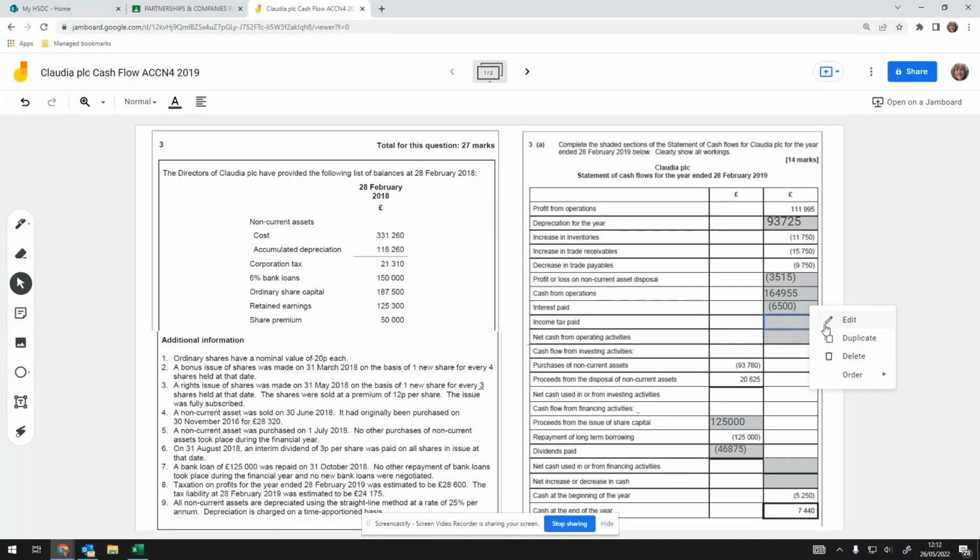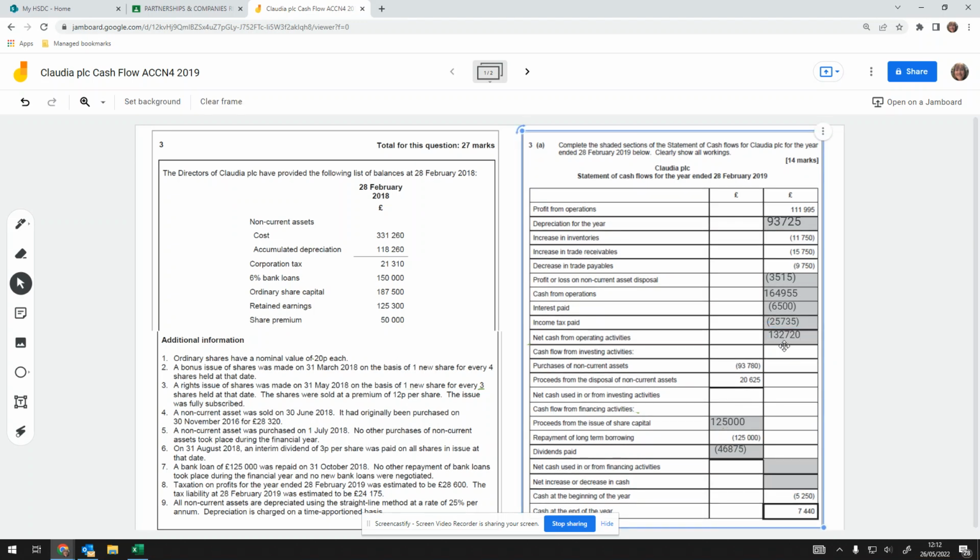little income tax paid there. So again, it's an outflow. It's money going out. 25,735. So the net cash from operating activities we can now calculate. That's going to be the cash from operations, 164,955 minus the 6,500 interest minus the income tax. So that's going to be a positive net cash from operating activities. It has generated a positive cash flow of 132,720.